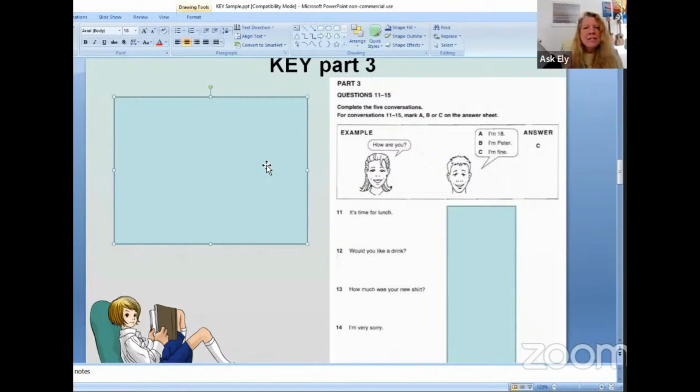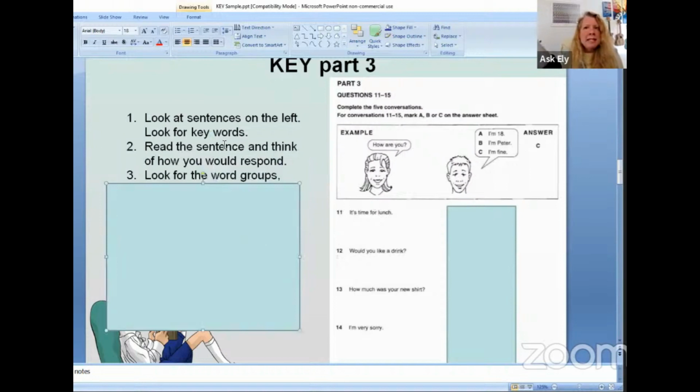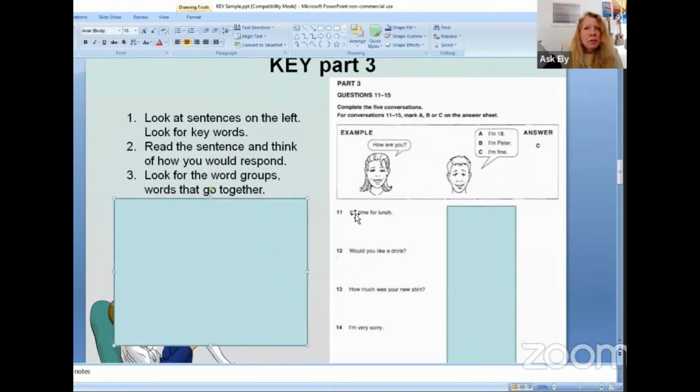Here, you have to complete the conversation, right? It says, for example, we have, hi, how are you? Hi, how are you? And the answer is, I'm fine, right? That answers the conversation. Again, look at the sentences on the left and look for the key words. Read the sentence and think of how you would respond. Look for word groups or words that go together.